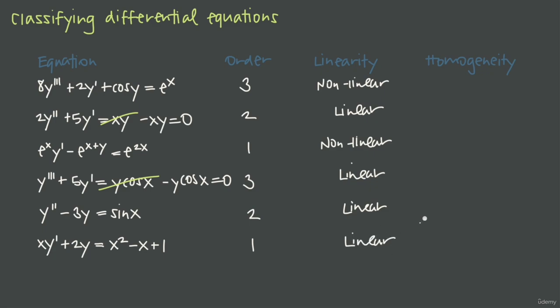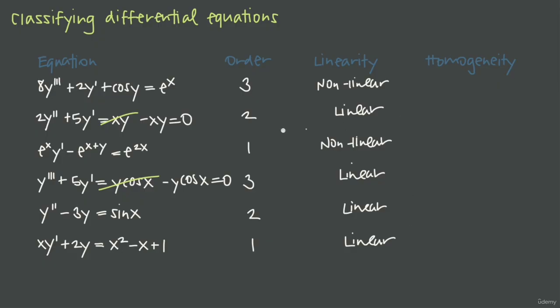And then the last thing we want to look at is the homogeneity of an equation. And this one's really easy because it's just about whether or not the right-hand side, when we've written the equation in standard form like this, is equal to 0. And this homogeneity question only applies to linear equations. In other words, we only bother classifying linear equations as homogeneous or non-homogeneous.